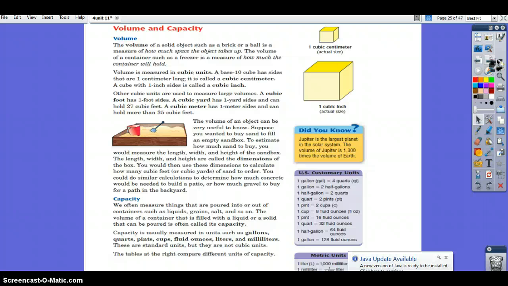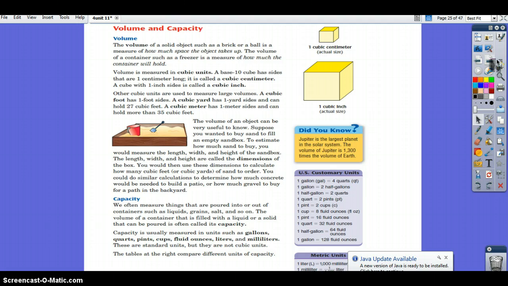Suppose you wanted to buy sand to fill an empty sandbox. To estimate how much sand to buy, you would measure the length, the width, and the height of the sandbox. The length, width, and height are called the dimensions of the box. You would then use these dimensions to calculate how many cubic feet or cubic yards of sand to order.